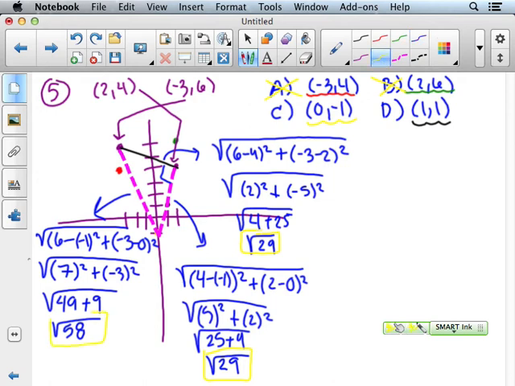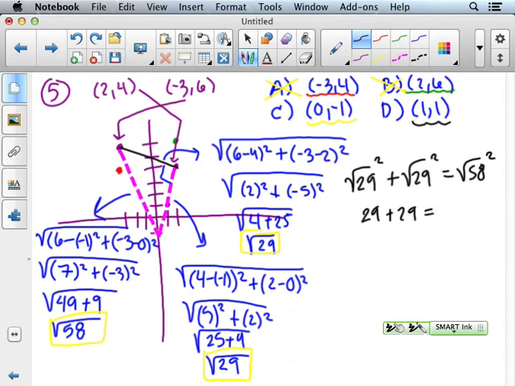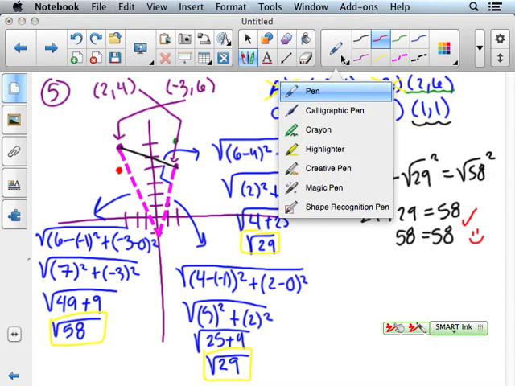Now we need to check to make sure this actually works with the Pythagorean theorem. I know this would be my hypotenuse, the longest side. So I'm going to check square root of 29 squared plus square root of 29 squared equals square root of 58 squared. Remember, squared and the square root cancel, so we get 29 plus 29 equals 58, and that is true. Check. It works. So this is a right triangle. I'm not even going to check D because I already know that this works. And so C is my final answer.